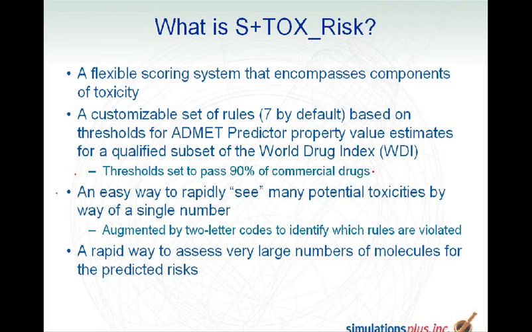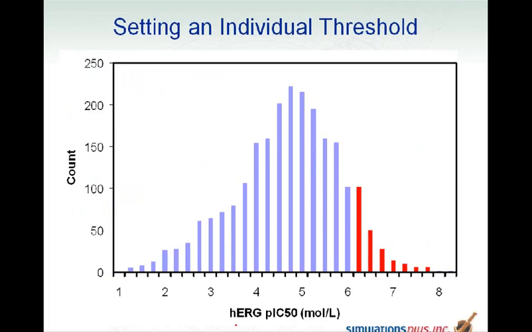So it allows someone to rapidly see potential toxicities via a single number, and it's a way to assess large numbers of molecules for potential risks. So here's an example of setting a threshold.